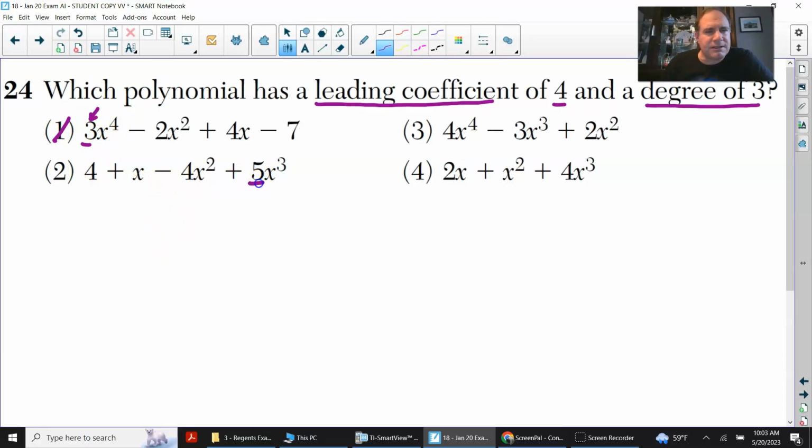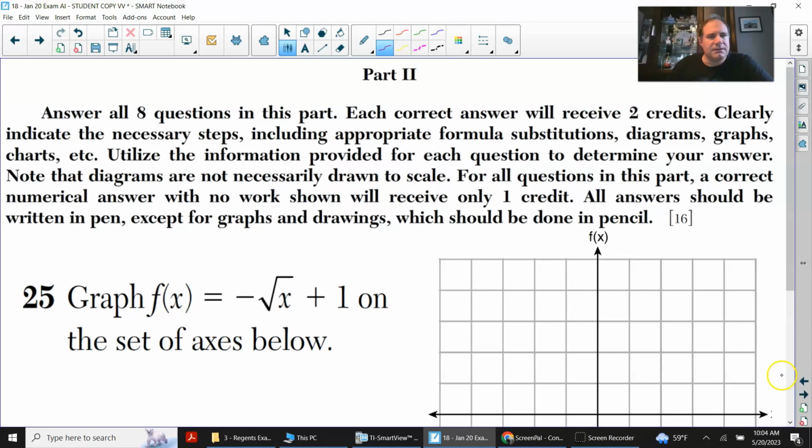The highest exponent is this right here. It's 3. So the leading coefficient is 5 and it's not 4. Here's the leading coefficient of 4. Here's the highest exponent and a degree of 3. That's a degree of 4. That's gone. Coefficient 4, degree of 3, 4 is your answer.